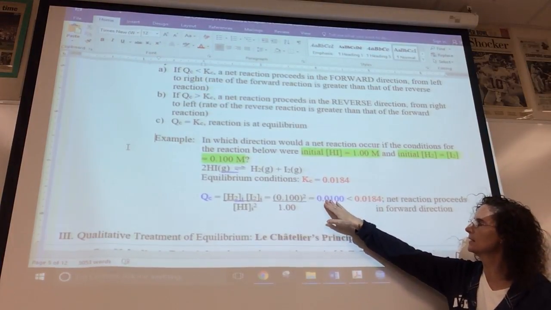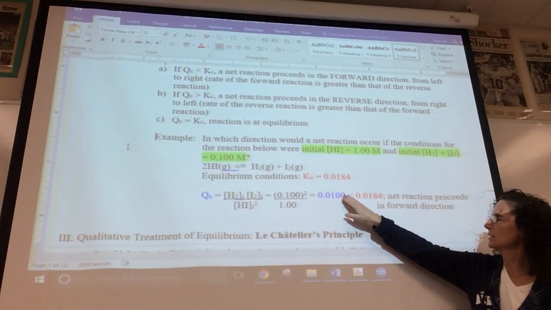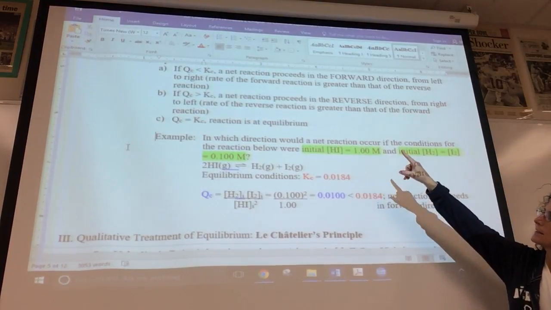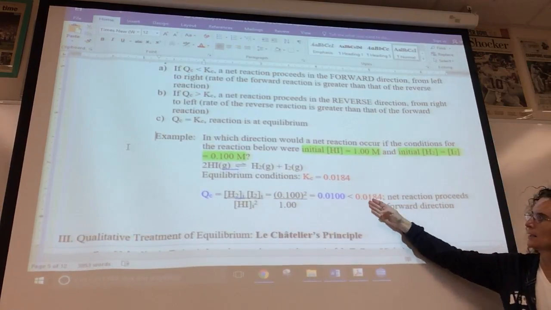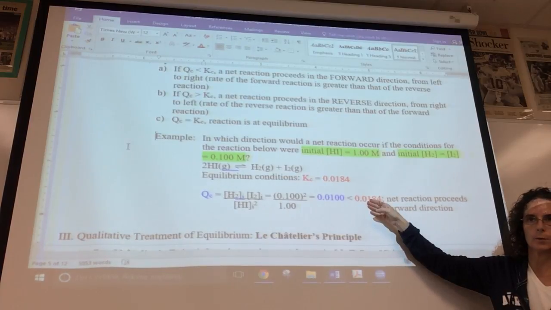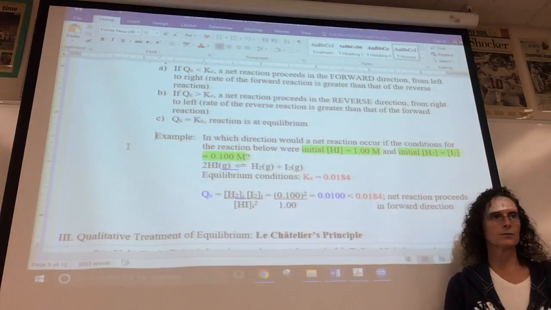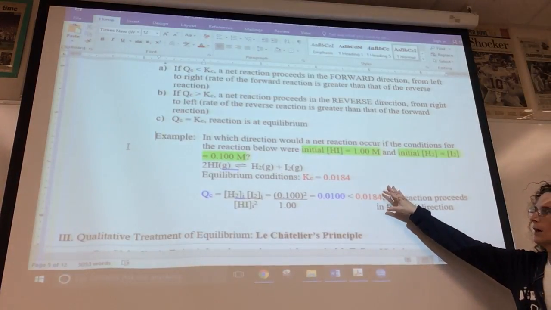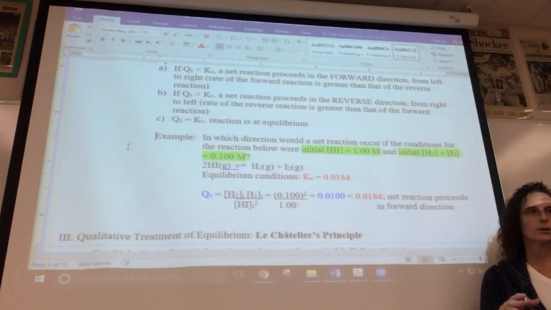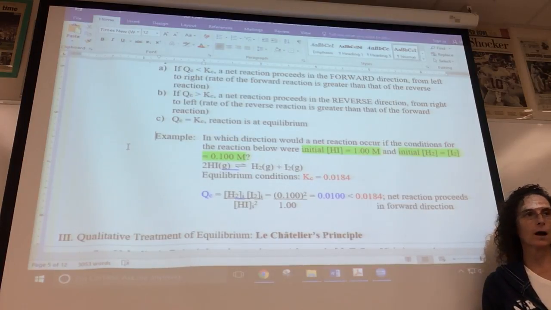Here's my Qc. Here's my Kc. This value is clearly less than this value. And when it's less than it, the reaction proceeds in the forward direction in an effort to establish equilibrium. If Qc is greater, then the reverse reaction is favored to get back to equilibrium conditions. The Q concept will be made clearer next lesson, not today, and the packet's going to touch upon it as well.